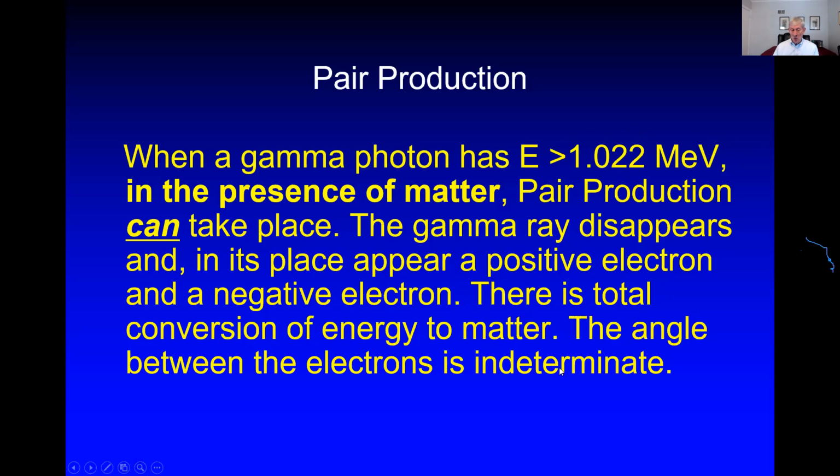And please note, the angle between the positron and the electron could be anything. I'm going to ask you a couple of times, is it 180? And the answer will never be correct. It's not going to be 180. It's some indeterminate angle, could be anything.